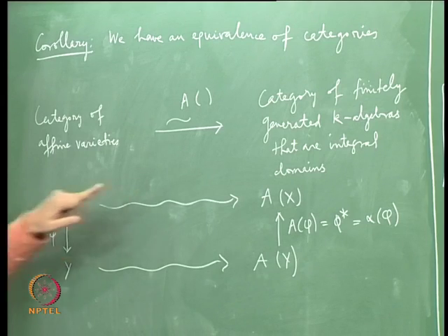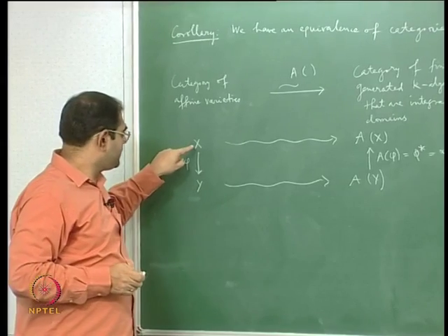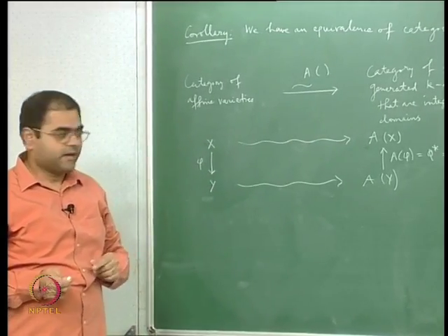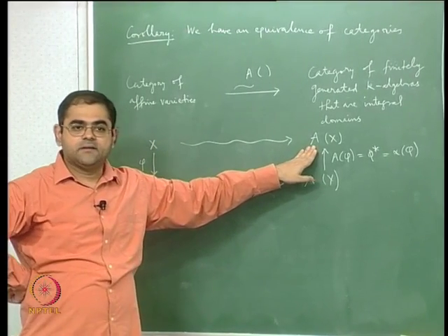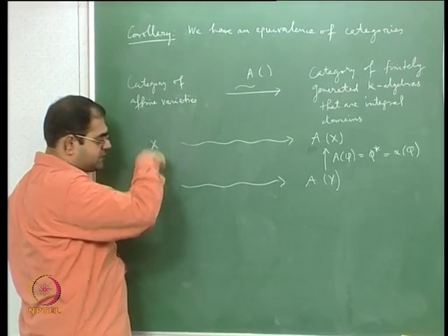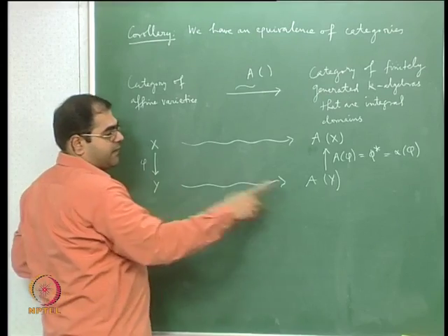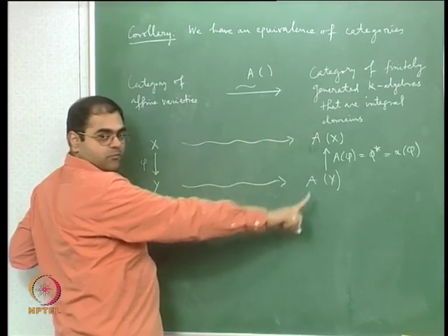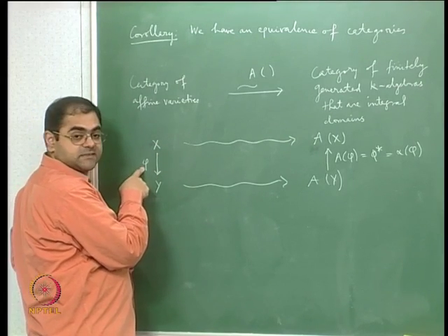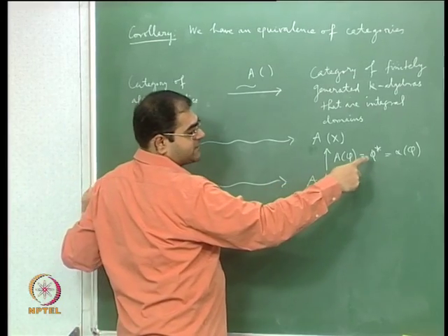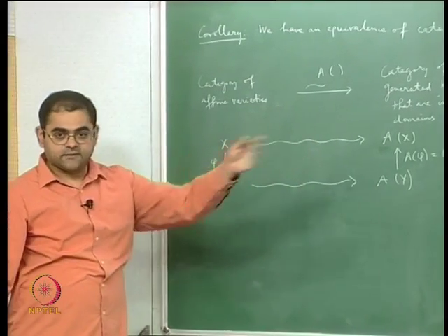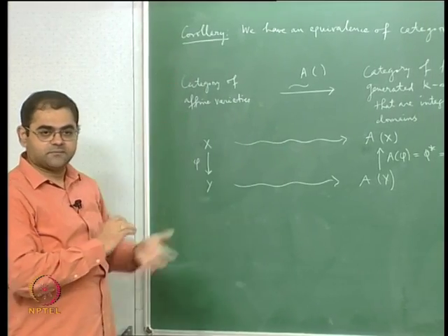For every object here, which is an affine variety, I get an object there which is a finitely generated K-algebra, and that's an integral domain because it's a polynomial ring modulo a prime ideal. And given any morphism on this side, I have a pullback of functions which is a K-algebra homomorphism. That the set of all such psi is in bijection with the set of all such K-algebra homomorphisms on this side is the statement we stated as a corollary there. It's part of the theorem that we proved.